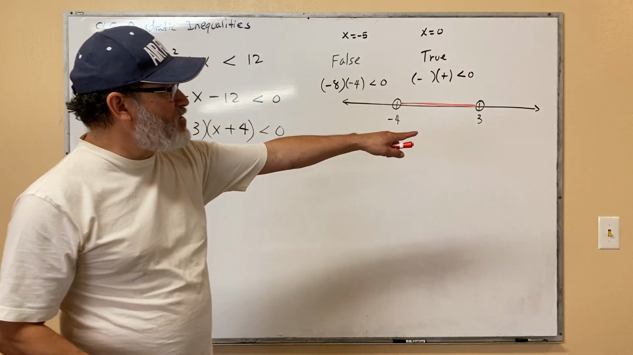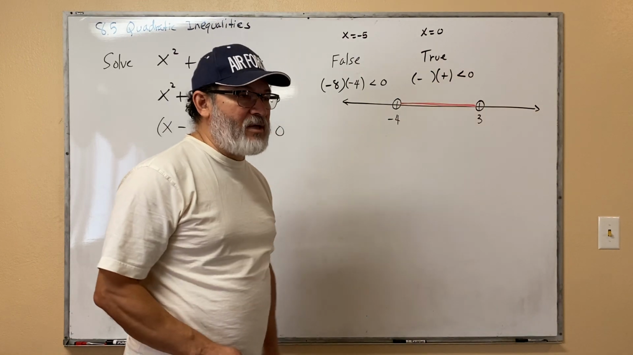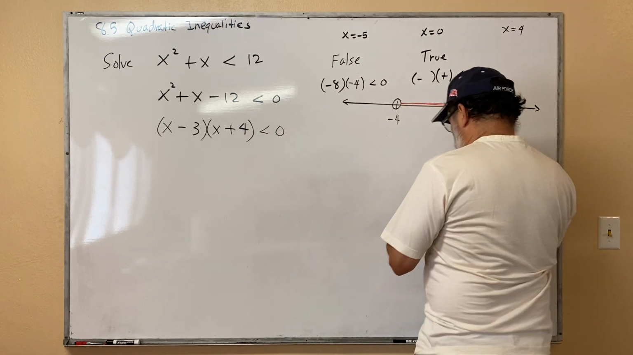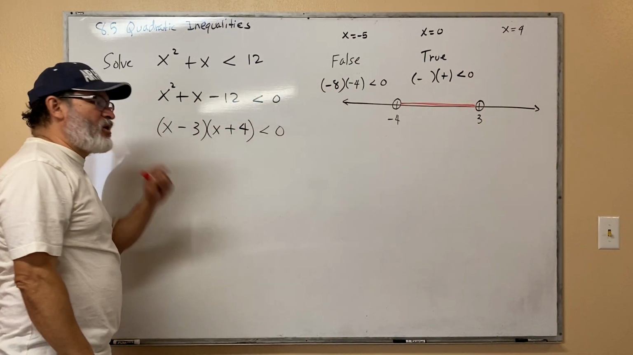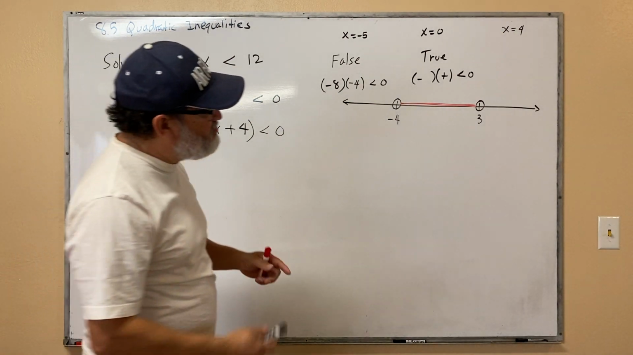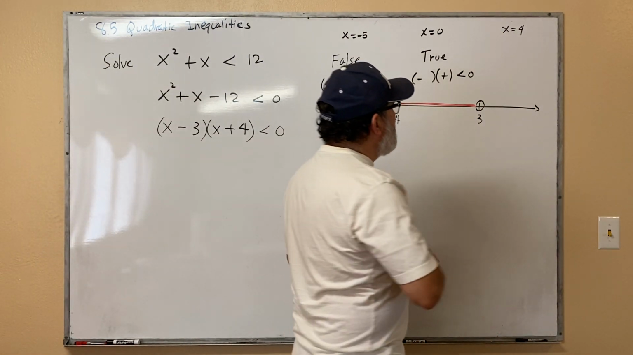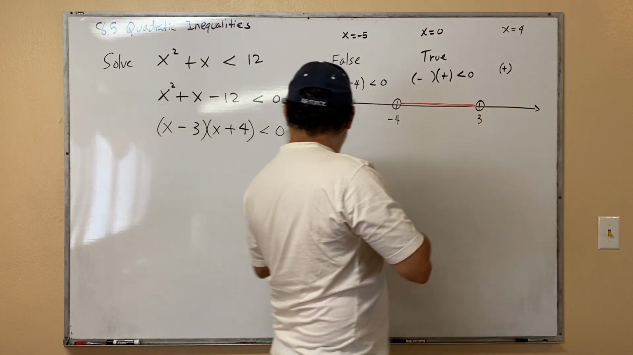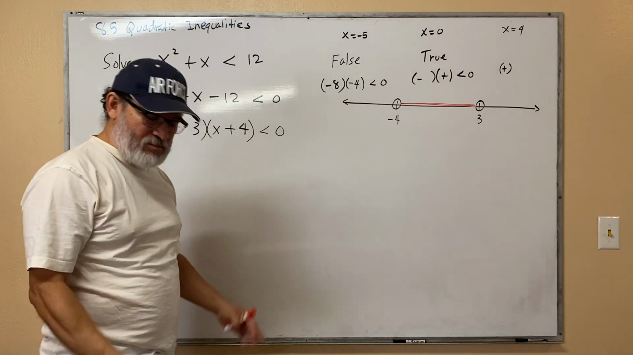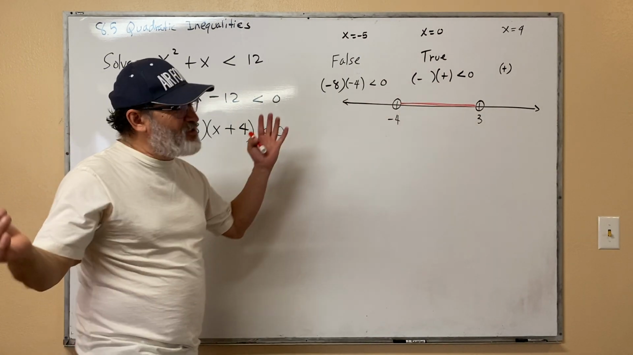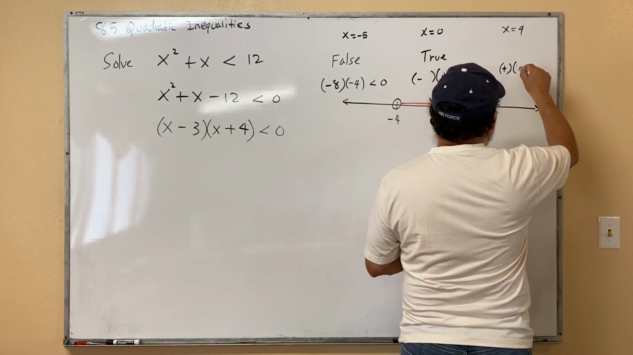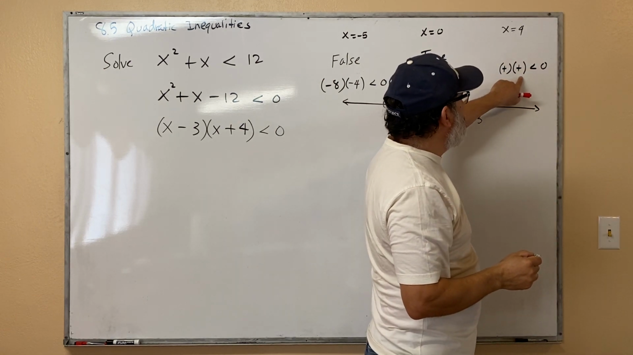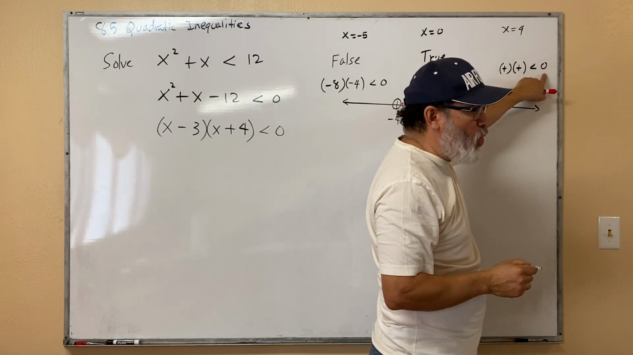What should I plug in for the last region? X equals 4. What's 4 minus 3? 1. You can also just say positive. What's 4 plus 4? 8. You can just say positive 8, or just positive. Is a positive times a positive less than 0? No, this is false.